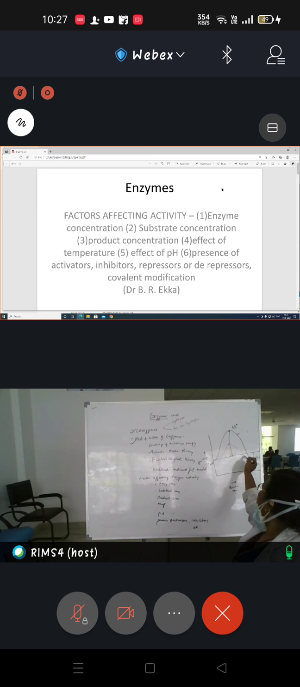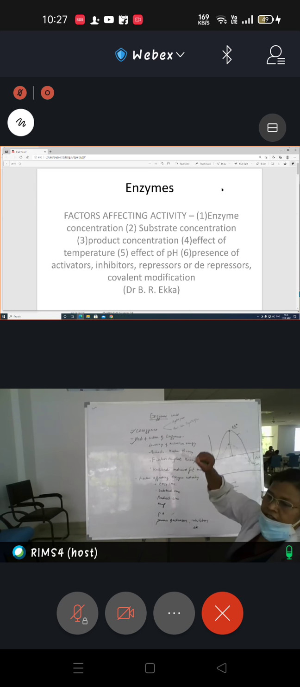You can see this is the enzyme catalyzed reaction and this is the non-enzyme catalyzed reaction. So first the substrates go into a transition state in which there is an increase in the free energy from the ground level, the activation energy. So what is activation energy?